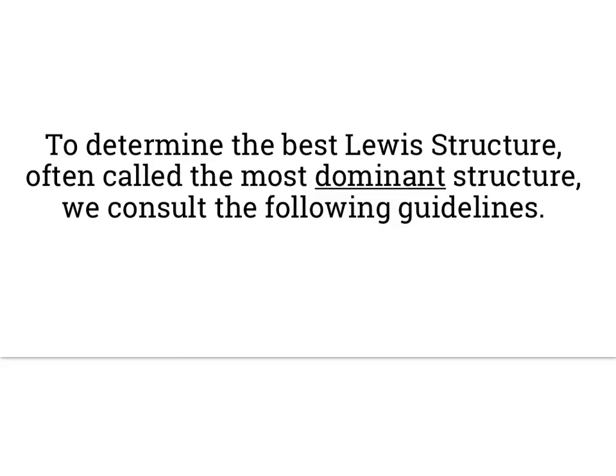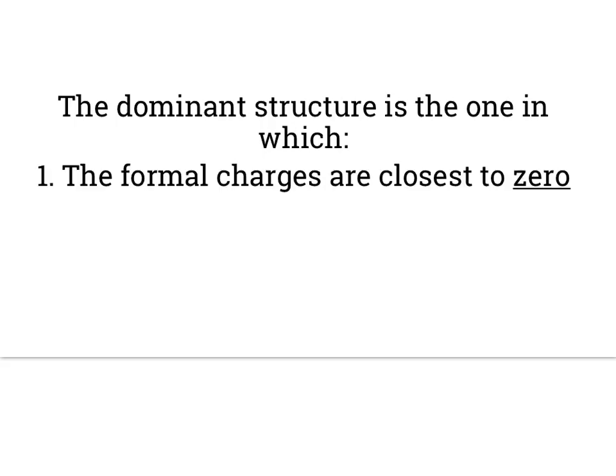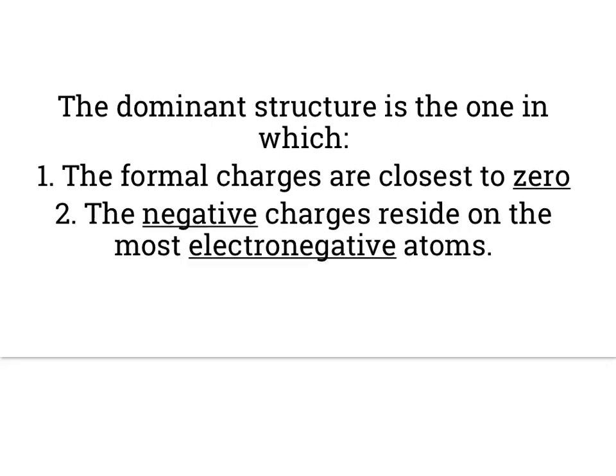So, to determine the best Lewis structure, often we call that the most dominant structure, we consult the following guidelines. The dominant structure is the one in which, number one, the formal charges are closest to 0. Now, this won't always happen that they're all 0, but ultimately, that's what we call our most dominant Lewis structure. Number 2, however, the negative charges reside on the most electronegative atoms. So the ones that really should be taking the electrons are the ones that get the negative charge. So, keep those in mind.